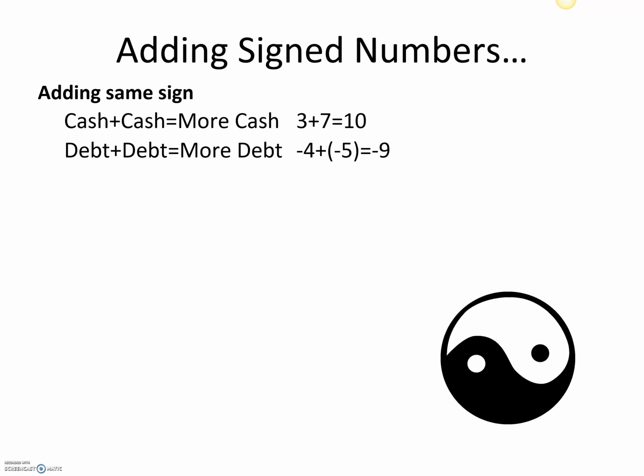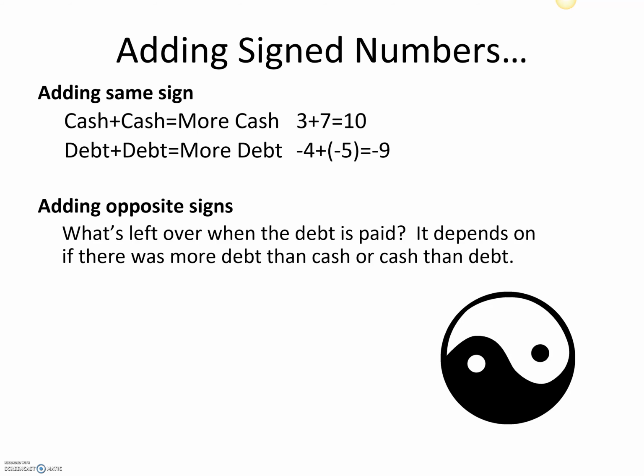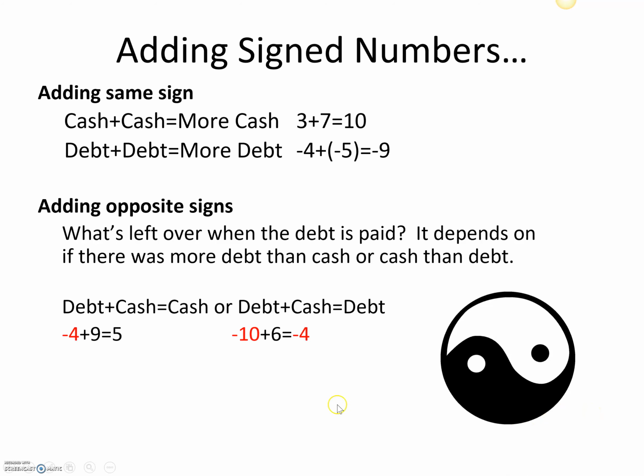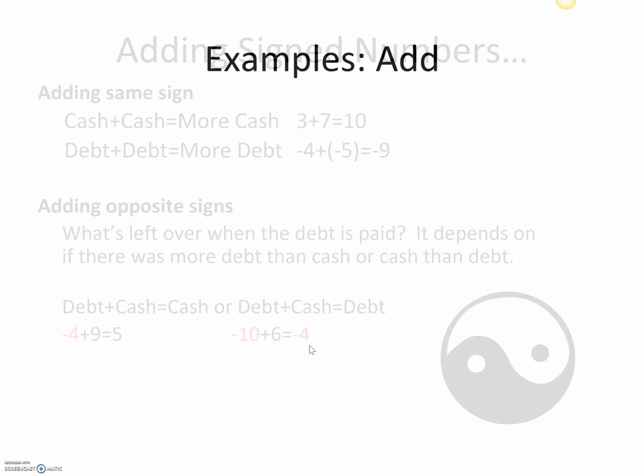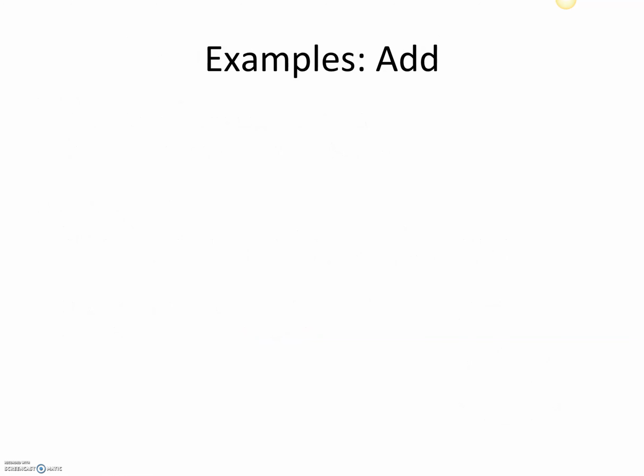That's our more debt. When we're talking about opposite signs, we're talking about making payments on that debt. So what's left over when the debt is paid? Well, that depends on if there's more debt than cash or more cash than debt. So if we have debt plus cash and the debt is smaller, we have a $4 debt and we have $9 in cash, we're left with $5 in cash at the end of the day. But if we have $10 in debt and we only have $6 in cash, we still have a $4 debt remaining. So here are a few examples of adding.